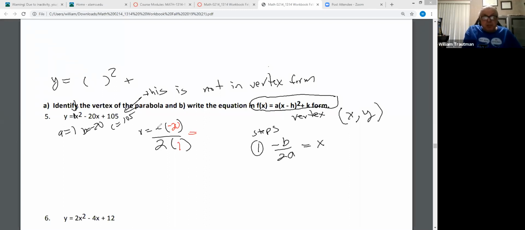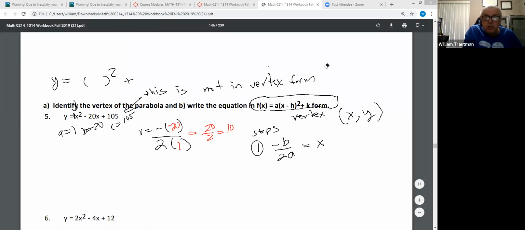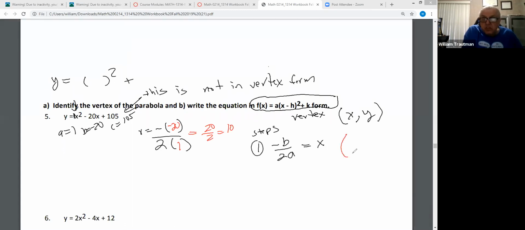So I'm going to put this in my calculator. Negative changes to a +20 divided by 2 times 1 is 2. So the x value of the vertex is 10. All right, now we have to find the y value. That's step 1.